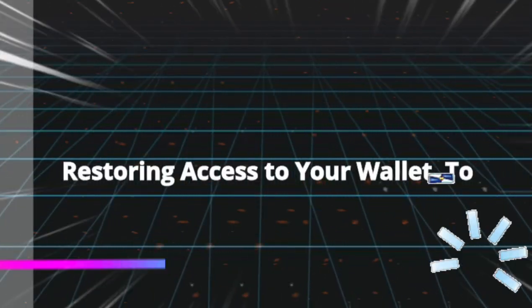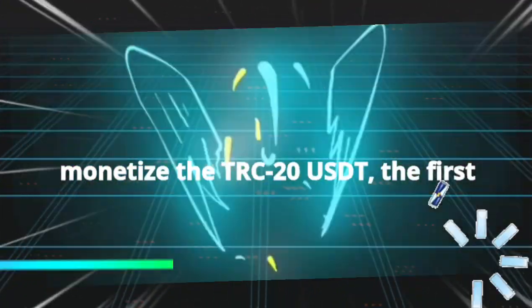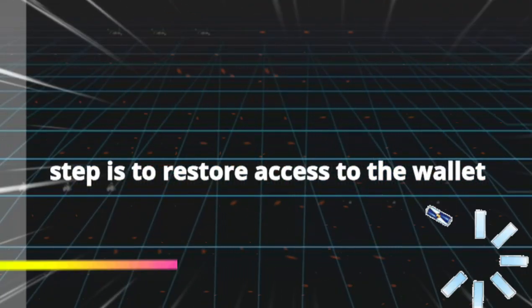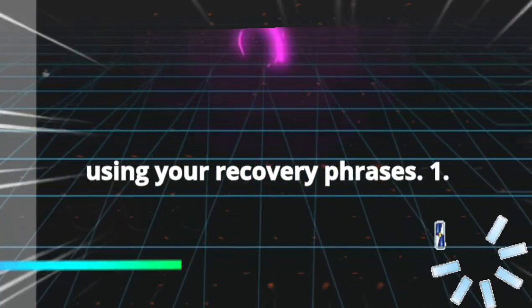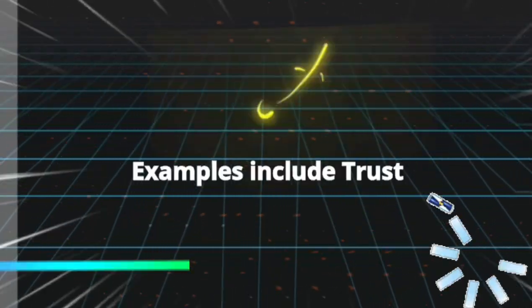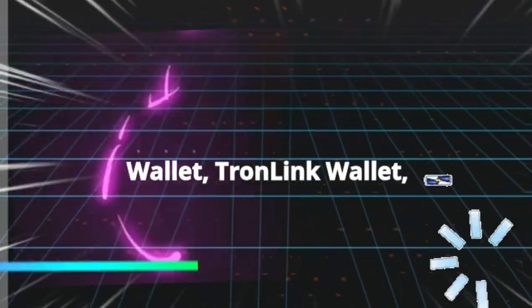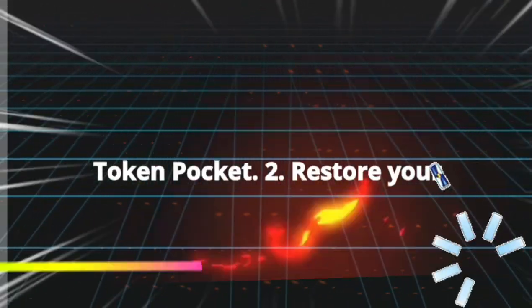Section 2. Restoring access to your wallet. To monetize the TRC20 USDT, the first step is to restore access to the wallet using your recovery phrases. 1. Download a Tron-compatible wallet. Examples include Trust Wallet, TronLink Wallet, Token Pocket.